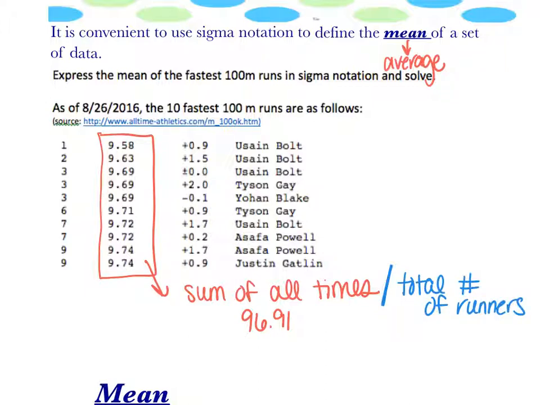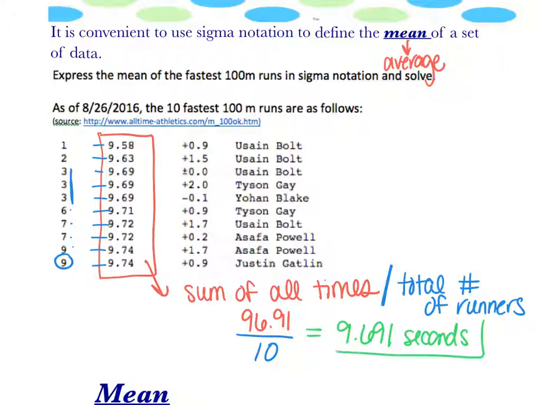Don't get tricked here. There's not 9 runners. If I actually count these, notice I have these 3 people in 3rd place and all these ties going on. I really don't even understand what those mean, to be honest. When I count these, 3, 4, 5, 6, 7, 8, 9, I've got 10. And that's an easy division. So when I divide, I end up with 9.691 seconds. And this is my mean, or my average time for all of these runs.